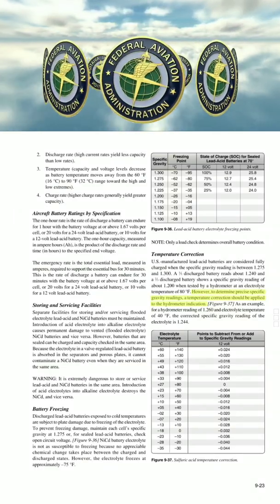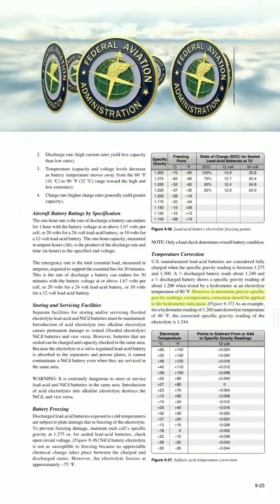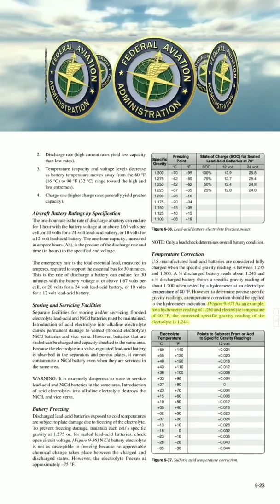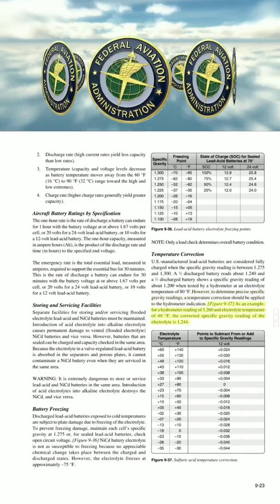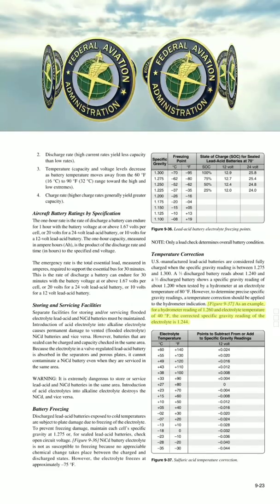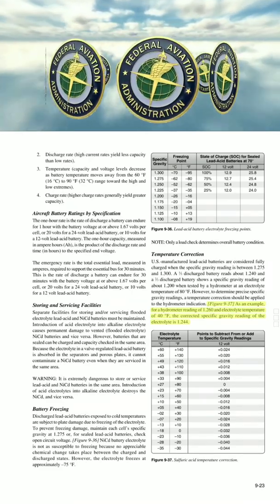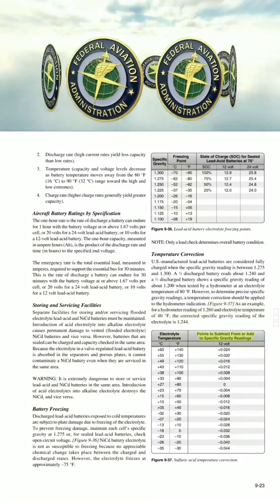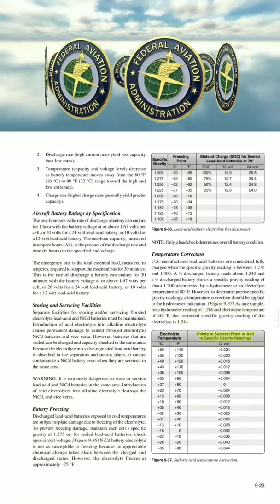However, to determine precise specific gravity readings, a temperature correction should be applied to the hydrometer indication. Figure 9-37 is an example. For a hydrometer reading of 1.260 and electrolyte temperature of 40 degrees F, the corrected specific gravity reading of the electrolyte is 1.244. Electrolyte temperature. Points to subtract from or add to specific gravity readings.